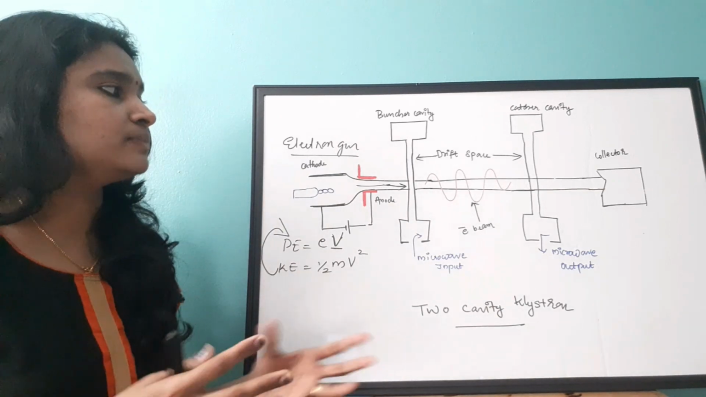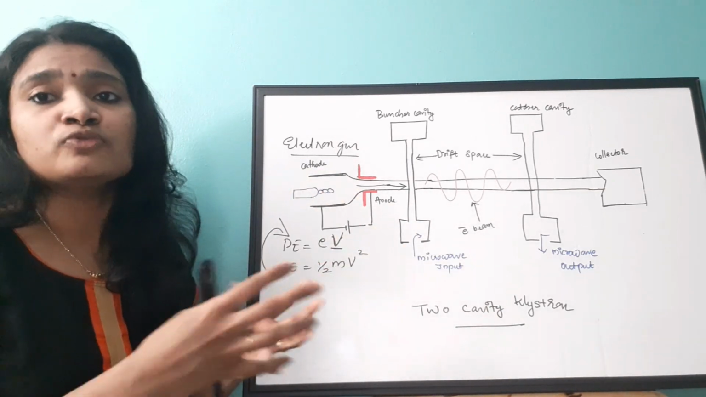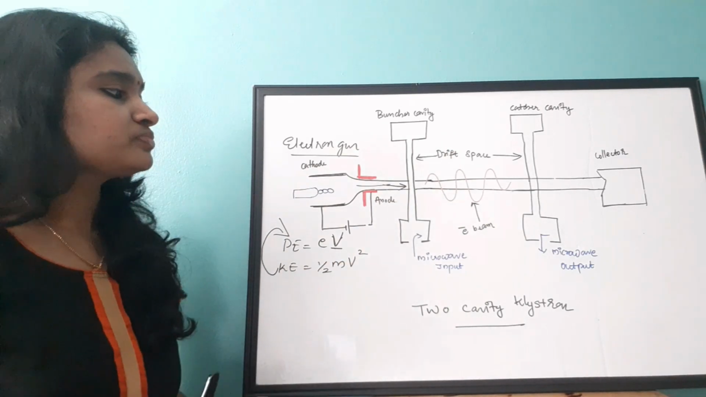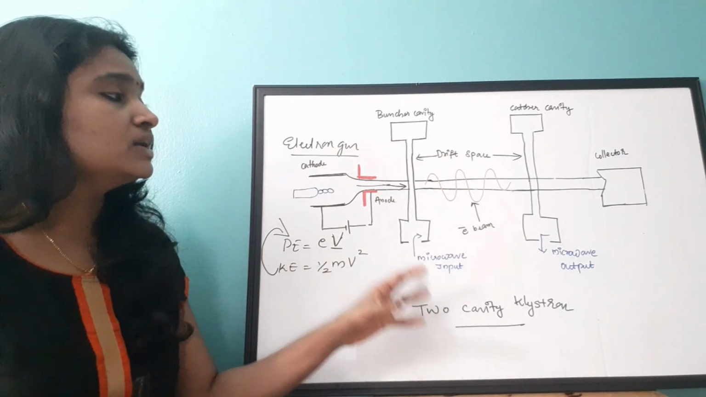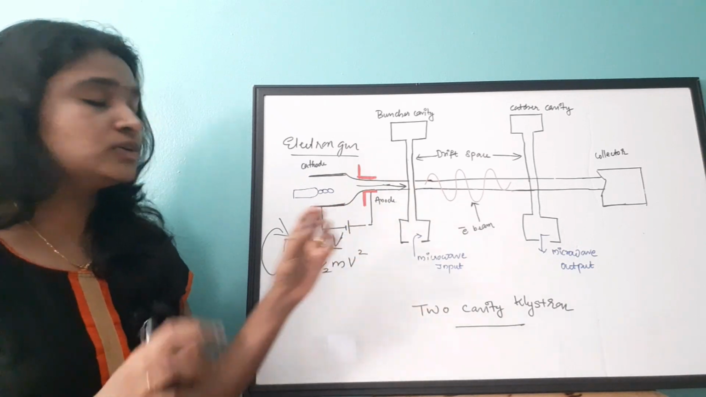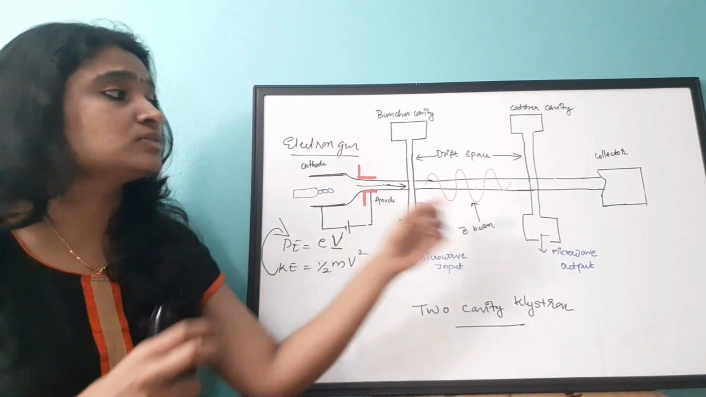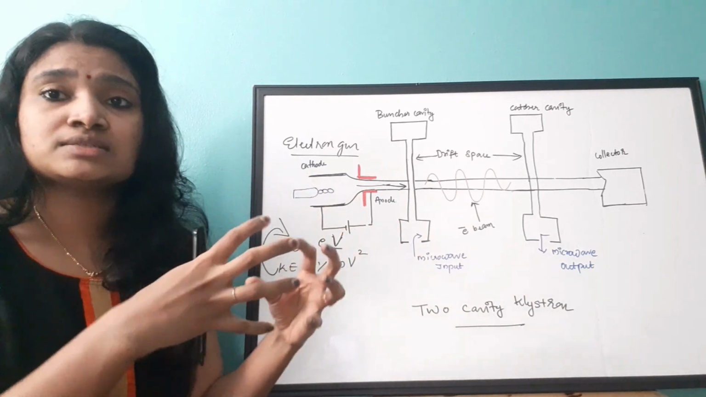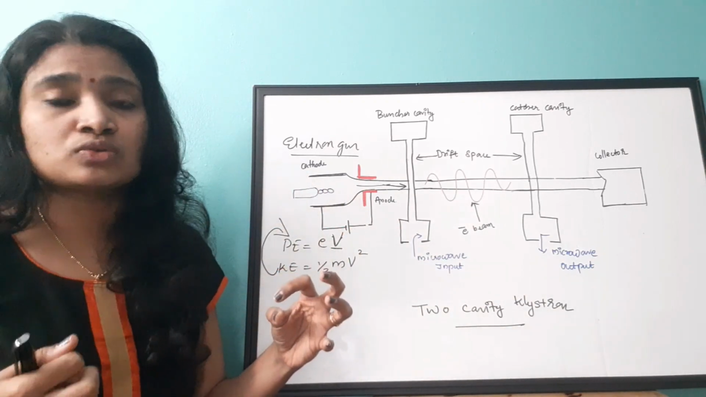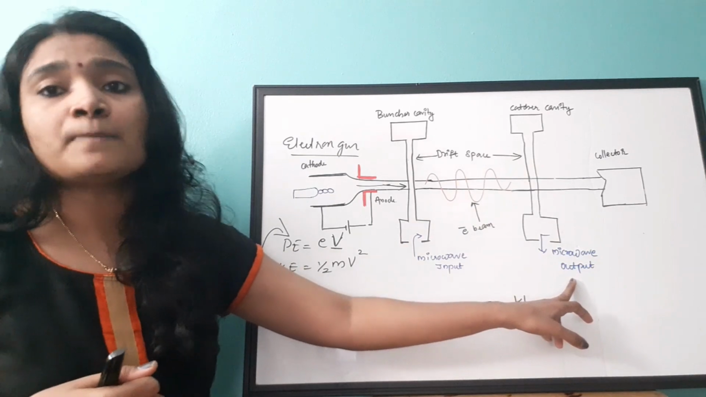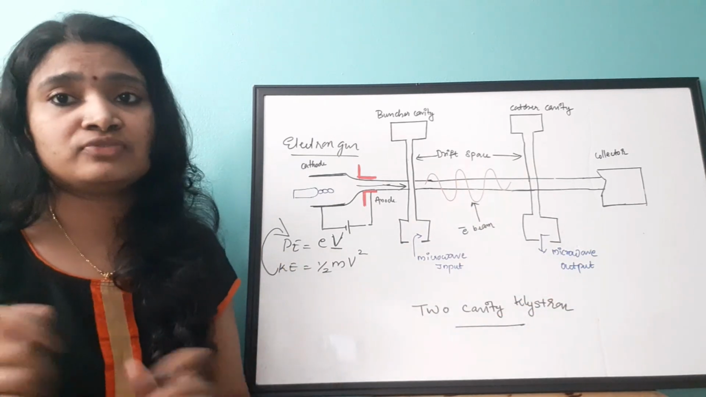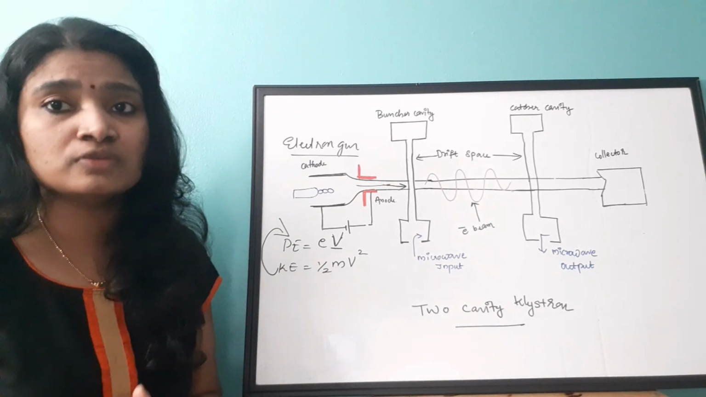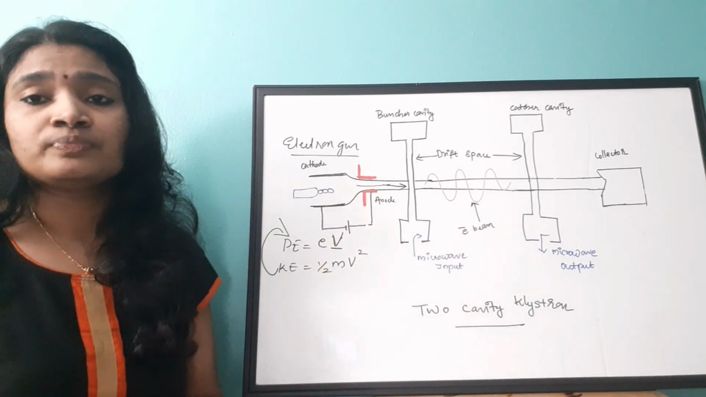I hope this is clear. This is a very simple principle of working of this two-cavity Klystron amplifier. You can think of it as: first the electrons are energized, then the electrons are de-energized, and the energy taken from these electrons is given to your microwave signal to get amplified. This is a very basic, simple way of explaining this two-cavity Klystron.